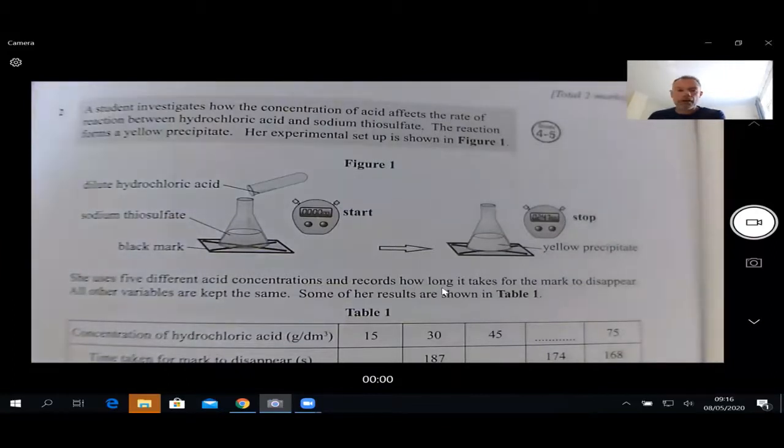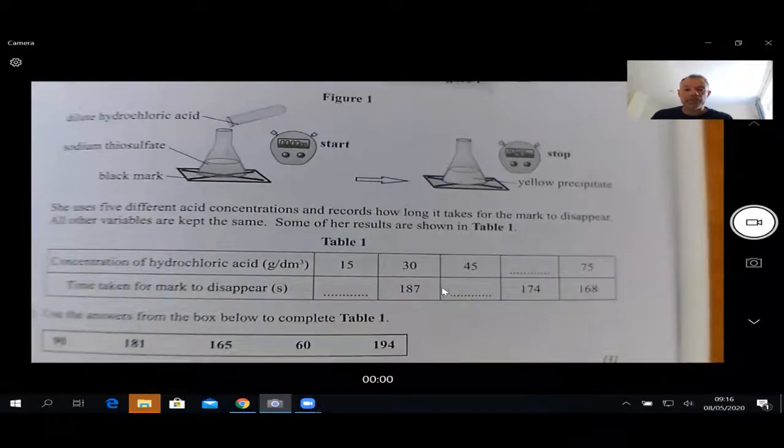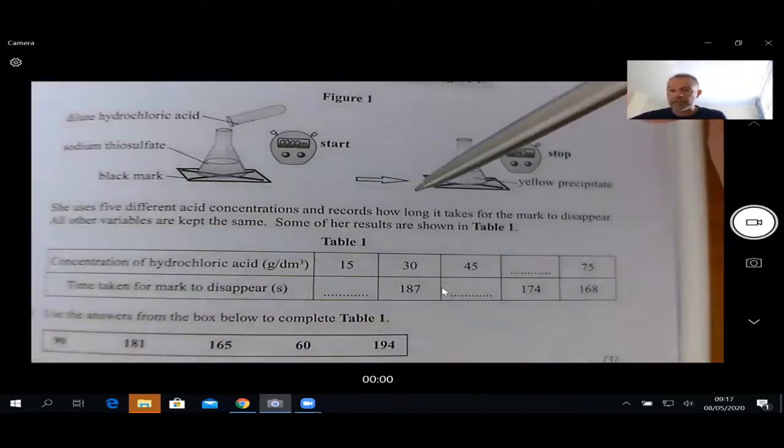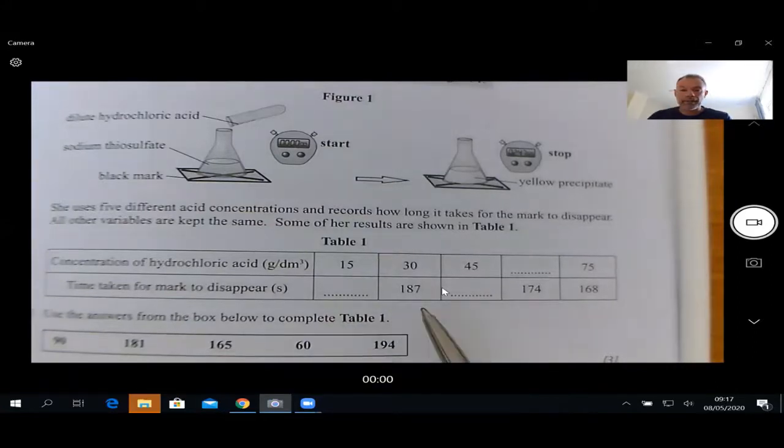Okay, she's used 5 different acid concentrations, and she records how long it takes for the mark to disappear. All the other variables are kept the same, the control variables are kept the same. And obviously the dependent variable is what she's measuring, which is the time. So we've got a table to fill in. It says concentration of hydrochloric acid in grams per dm cubed, grams per 1,000 centimeters cubed, so grams per litre. You can see here the concentration going up, 15, 30, 45 are blank, and then 75. And then the time taken for the mark to disappear, we've got blank, and then look, it's getting less. As the concentration gets more, the time gets less. We've got to fill in these blanks, okay?